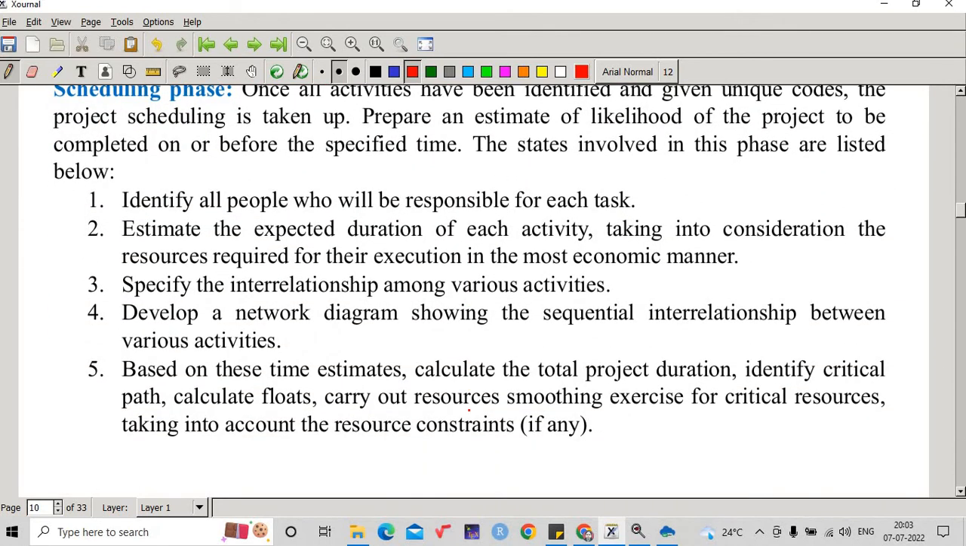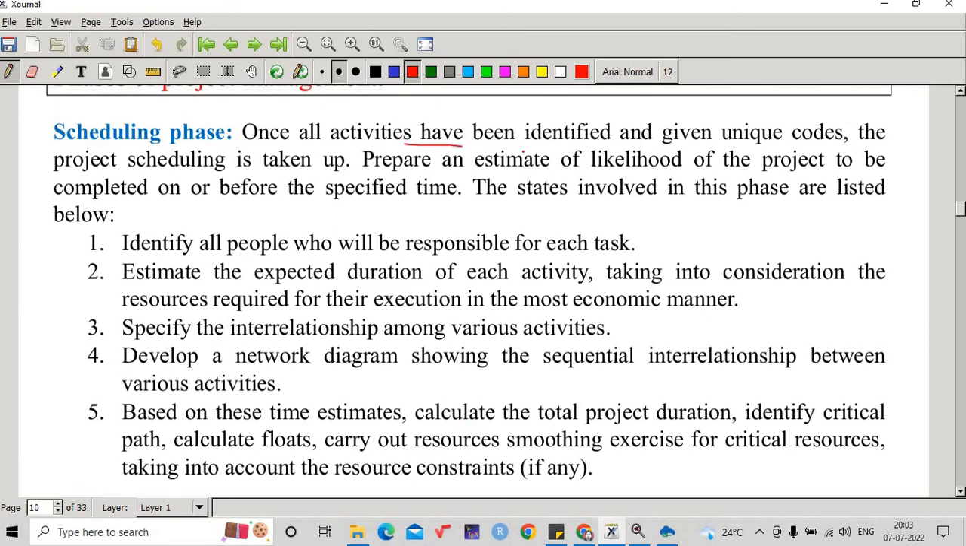Scheduling phase. Once all activities have been identified and given unique codes, then project scheduling is taken up. This is the second step of project management. First is planning, which we discussed earlier. Second is the scheduling phase. Prepare an estimate of the likelihood of the project being completed on or before the specified time. The steps involved in this phase are listed below.